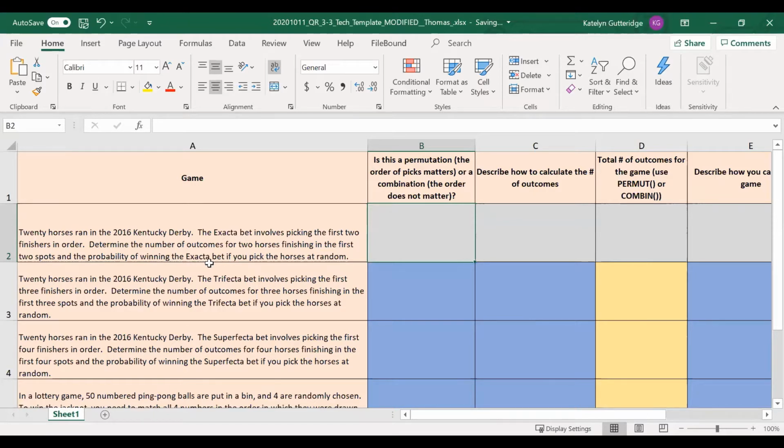The probability will be found by taking the total number of ways that you can win divided by the total number of outcomes. The permutation and combination will help us count the total number of outcomes and then the total number of ways we can win.